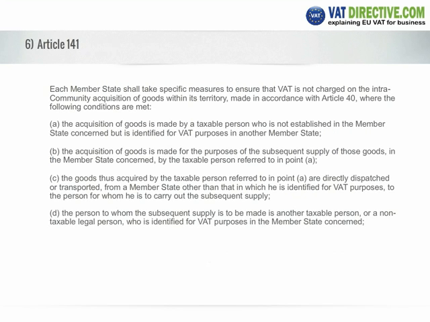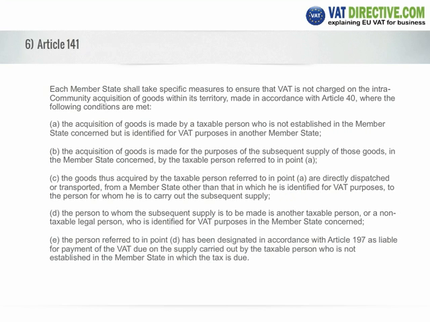And D, the person to whom the subsequent supply is made is another taxable person or non-taxable legal person who is identified for VAT purposes in that member state, and the person referred to in point D has been designated in accordance with Article 197 as liable for the acquisition VAT. Now, if we look at our example and how we apply these conditions of Article 141, so we've got the 3 companies.